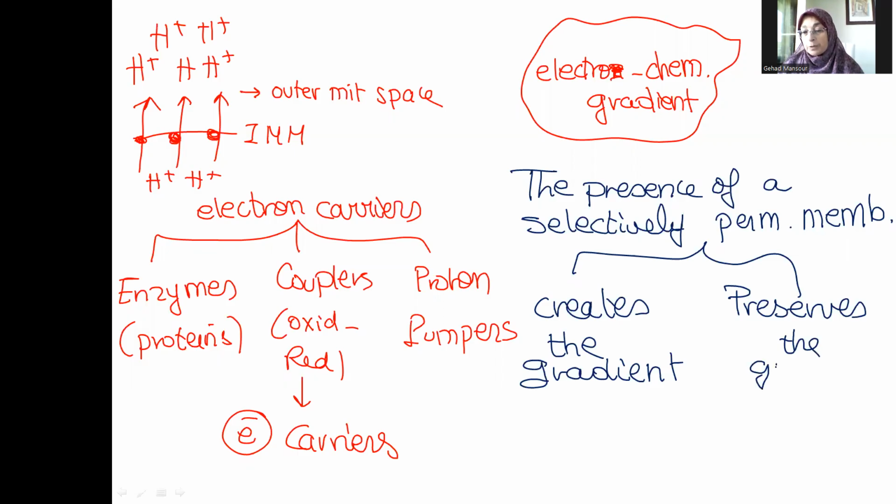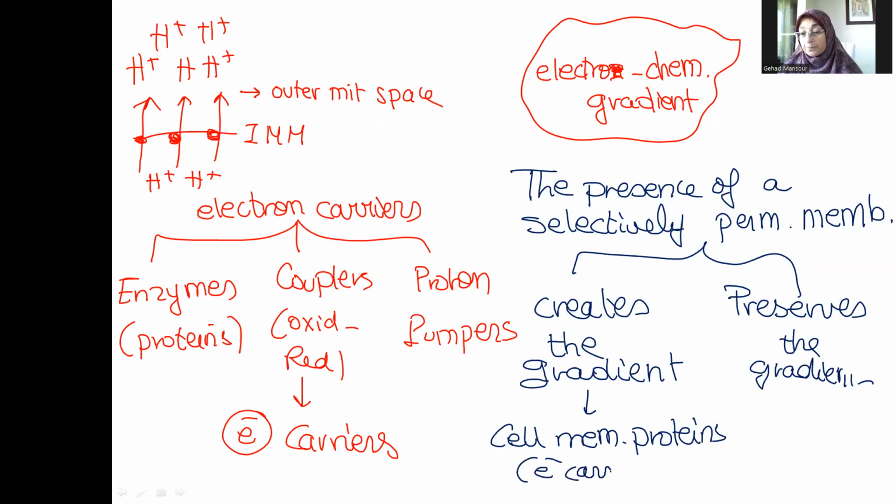So it does both. How does it create the gradient? Through the proteins that are present, through the cell membrane proteins. So if you didn't have those electron carriers, you couldn't have created that selectively permeable membrane.